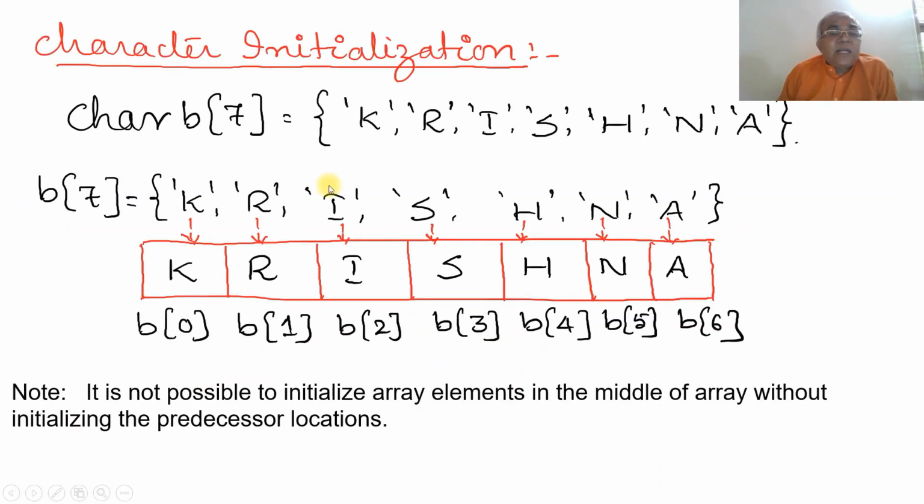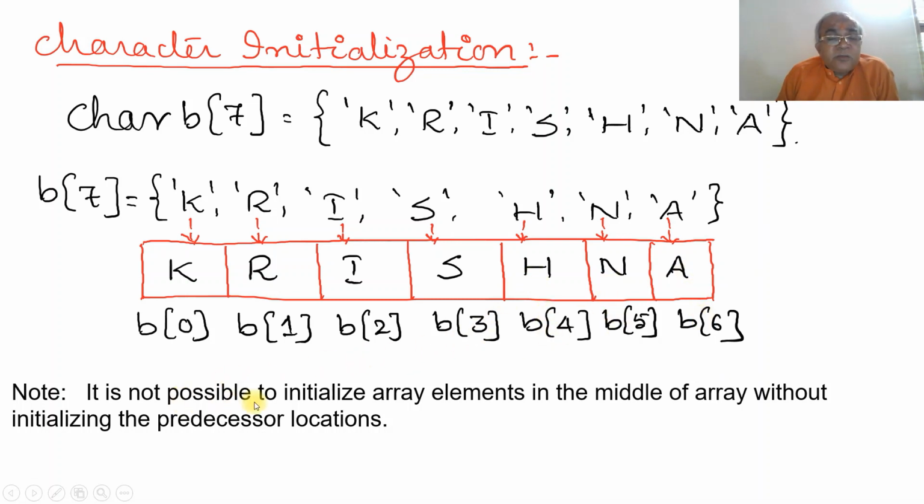Then character initialization is also done. char b[7] equals, within the flower braces, Krishna, wherein you have single quotes 'K', 'R', 'I', 'S', 'H', 'N', 'A'. So b[7] is assigned the character values K, R, I, S, H, N, A. In the pictorial representation, K is assigned to the first block b0, R to b1, I to b2, S to b3, H to b4, N to b5, and A to b6.